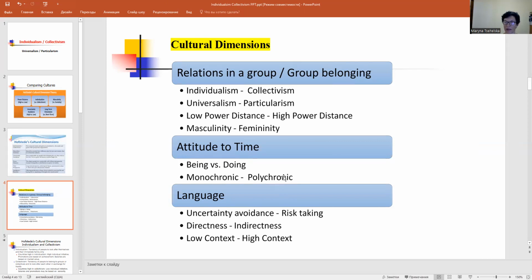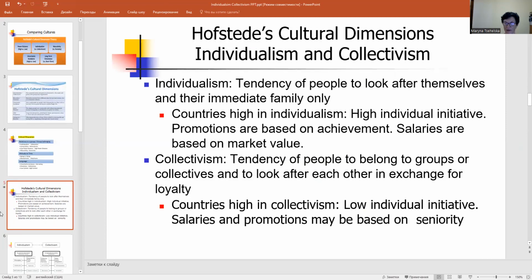Another special point when you think of cultures is their attitude to time. And here it is important to understand that there are cultures who are polychronic, monochronic, who are focused more on being or doing. And finally, we'll discuss with you the language and how the language helps in the culture to communicate the message. But today here we're talking about relations in a group and group belonging, and we start with individualism and collectivism.